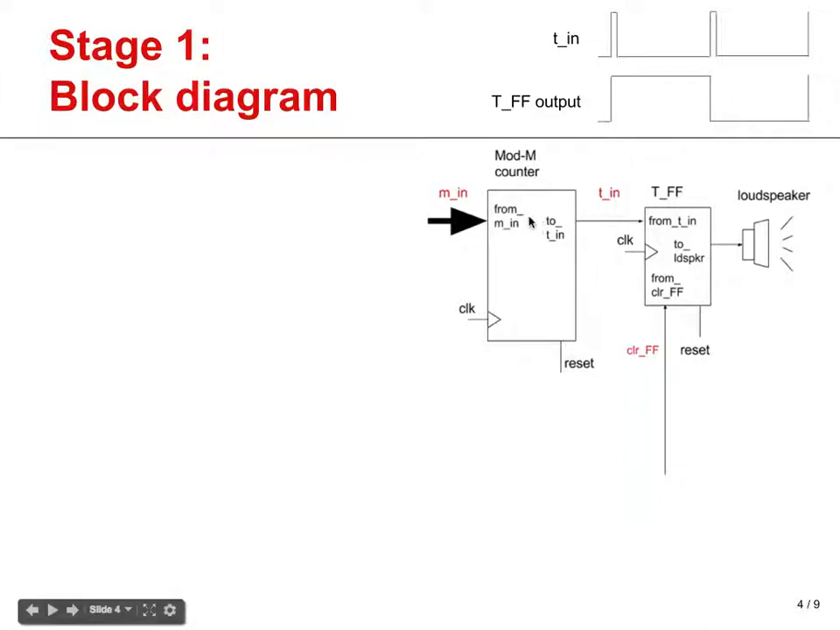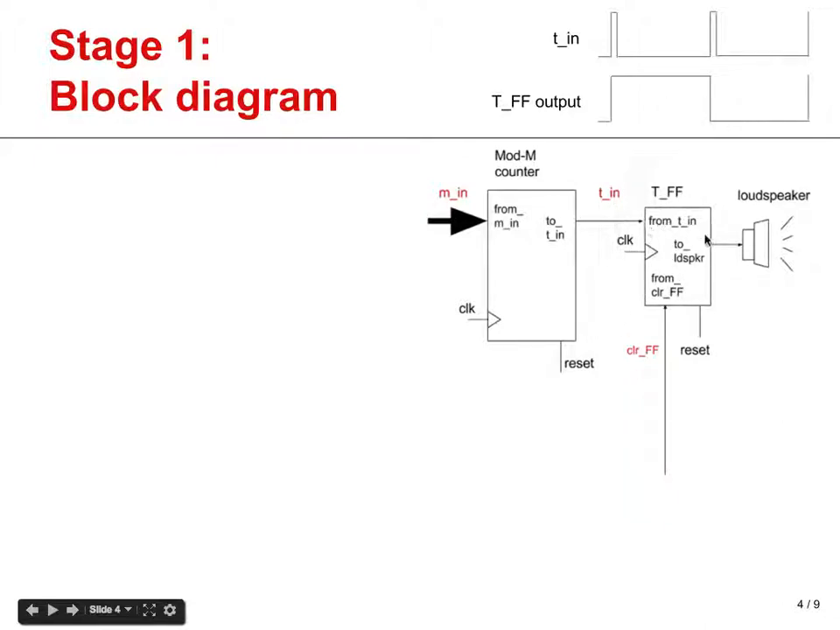So this means that for each musical note a new m_in limit will be imposed to the modulus counter, and so the lower the frequency that we want to generate, the higher limit for the modulus counter, that is to say, the higher time period for the output waveform.